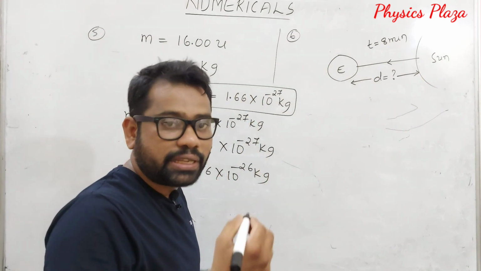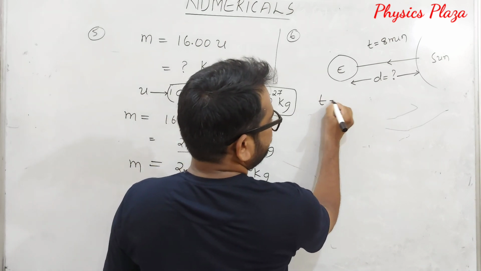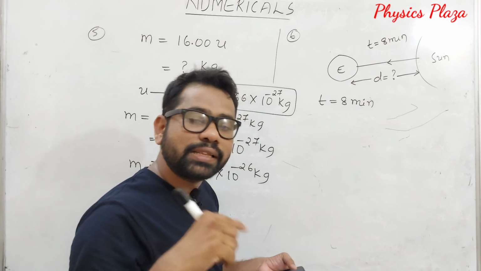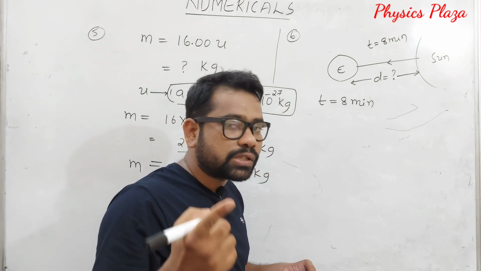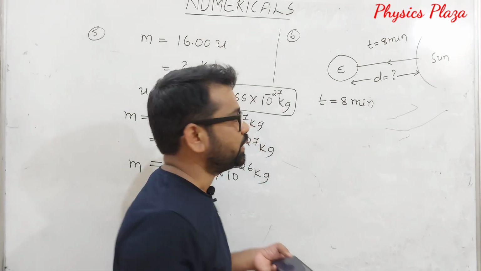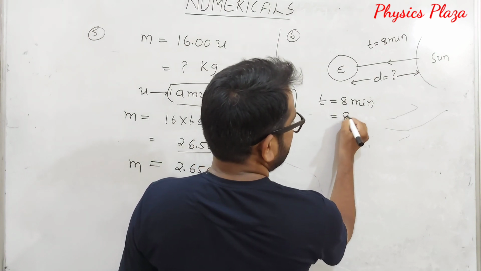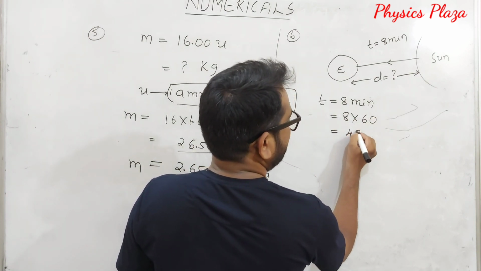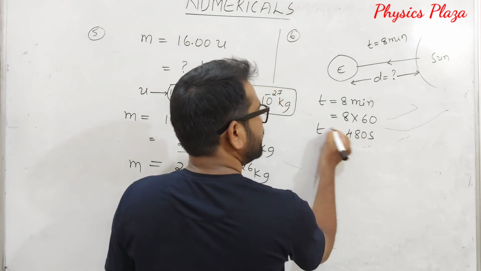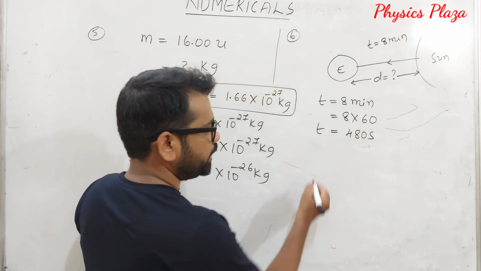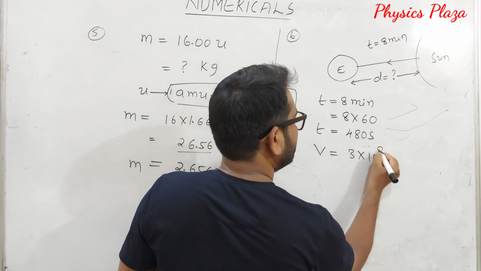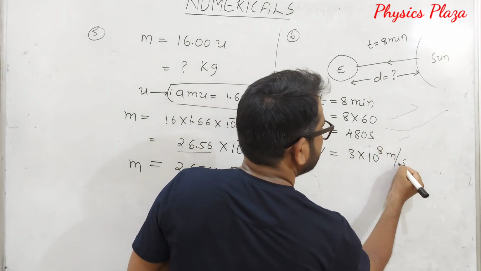So let us write what is actually given. So time is given, it is 8 minutes. So children, whenever the time is given in minutes, let us convert it into seconds. Why? Because speed is also given in seconds only. So this can be 8 into 60. This will be 480 seconds. So time we got as 480 seconds. And the speed is given already. How much is it? 3 into 10 power 8 meter per second.